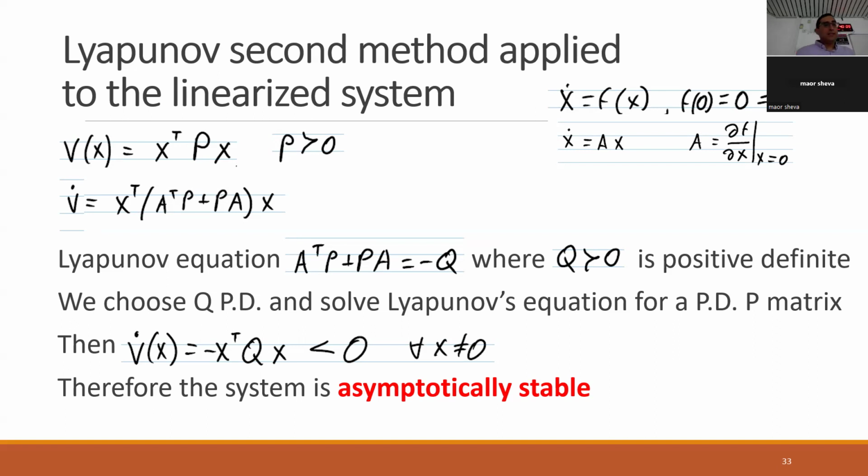It doesn't always exist, but many times yes. So we need P, which is positive definite, and Q, which is positive definite, that solve this Lyapunov equation. And there is a function in MATLAB that actually solves the Lyapunov equation numerically and tells you if there is a solution or not.